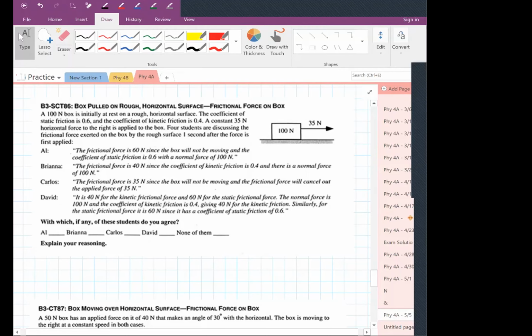Student C says the friction force is 35 since the box will not be moving, and the friction force will cancel out the applied force. Student D says it's 40 Newtons for kinetic friction, it's 60 Newtons for static friction. The normal force is 100. The coefficient of kinetic friction is 0.4, so 40 Newtons for kinetic friction. Okay, student D sounds like they're restating a lot of stuff and not really telling us anything.